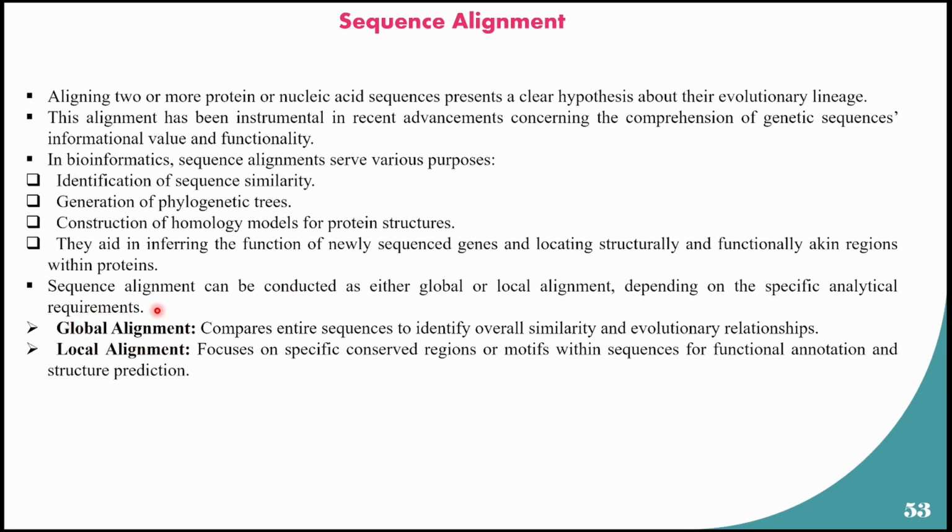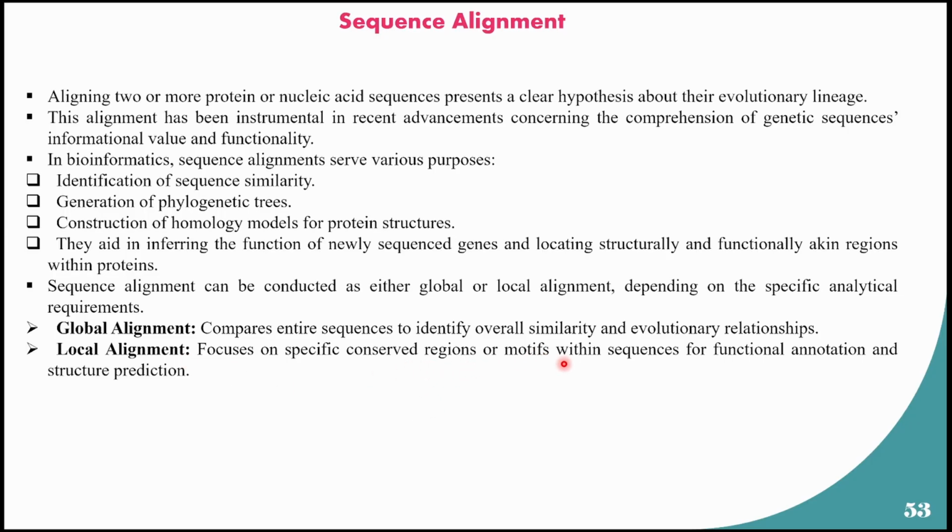There are essentially 2 types of alignments. One is called global alignment, and another is local alignment. In global alignment, you try to compare the entirety of the sequence. For local alignment, you try to focus on particular parts, small regions or parts of the sequence, which could correspond to different conserved regions or motifs.